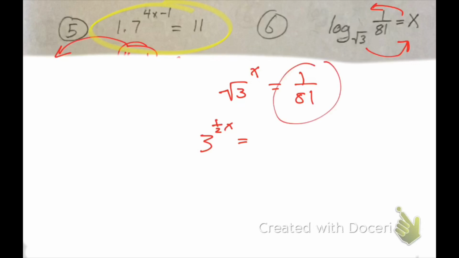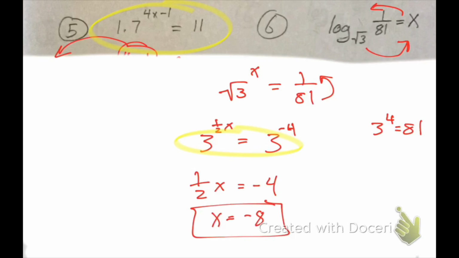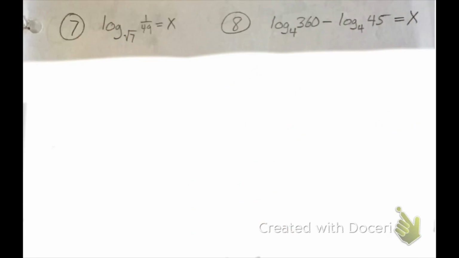Now, 1 over 81 can be rewritten as 3 to the negative 4, because 3 to the 4th equals 81. That negative exponent brings it to the top. Now I have the same base, so I can do 1/2 x is equal to negative 4. Multiply both sides by 2, I get x is equal to negative 8.